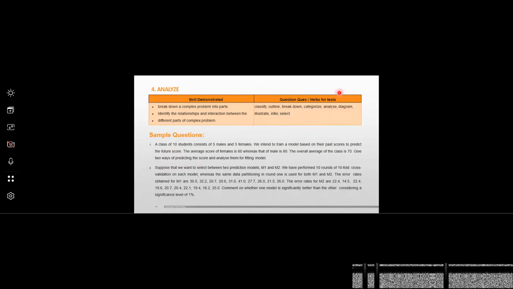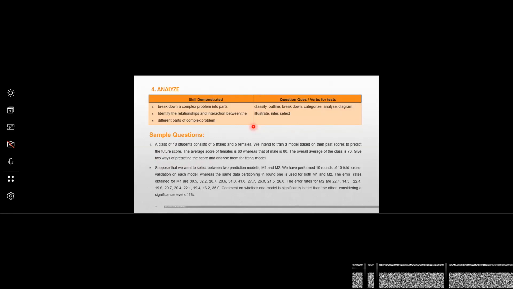See, there are two things: one is buy and another one is sell. You need to select either buy or sell the product, depending on the analysis that we do. For such questions, we need to use the question cues, the verbs in the question, to identify the analyze type of questions in the question paper.